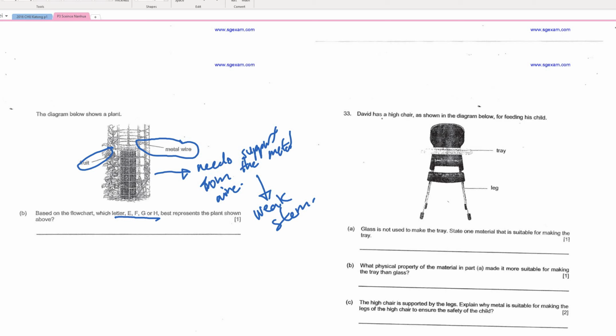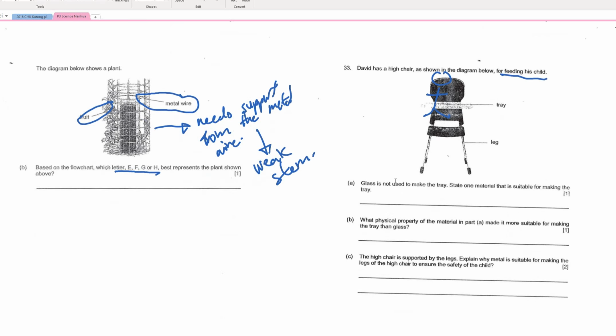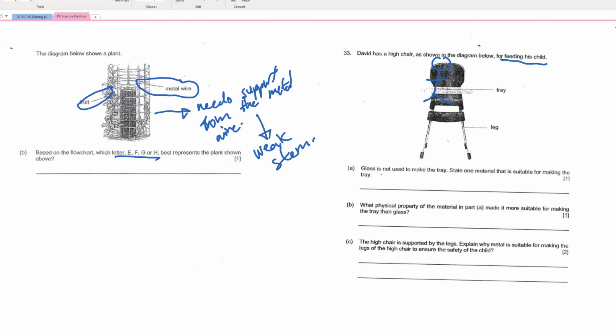Alright, next question, question 33. David has a high chair, shown in a diagram below, for feeding his child. Alright, there's a baby sitting over here. Glass is not used to make the tray. State one material that is suitable for making the tray.